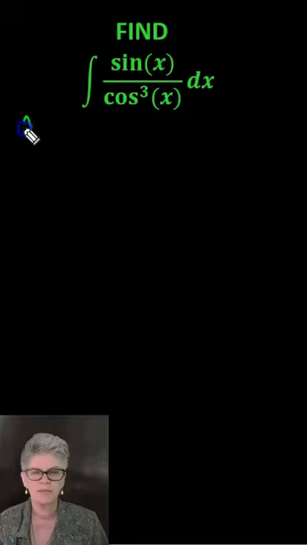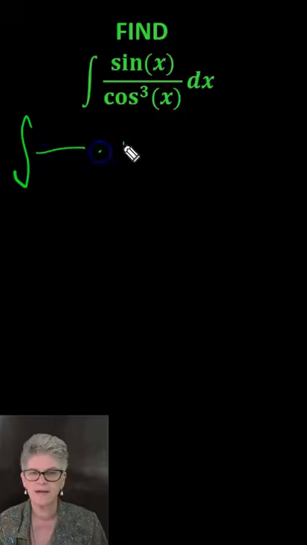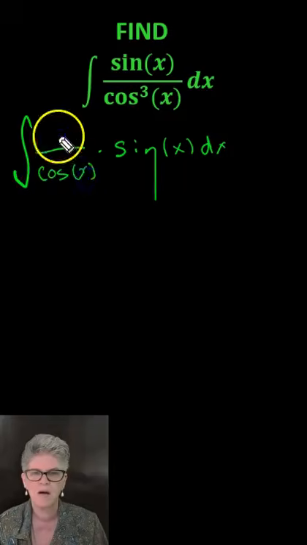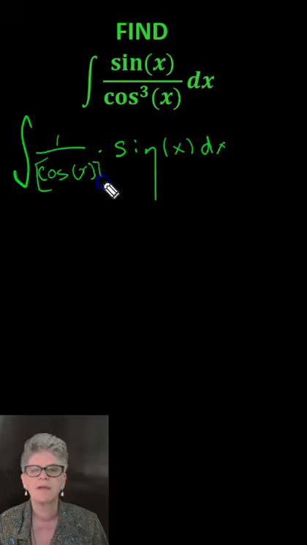Okay, first thing I'm going to do with this is rewrite it so that I get that sine x out of that numerator, and then I'm going to put the cosine cubed x in the denominator. And I'll probably write it like that.